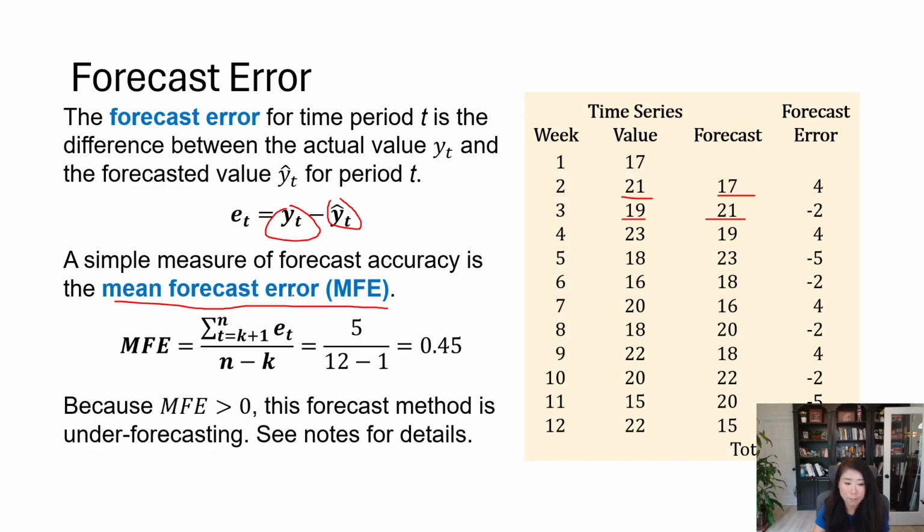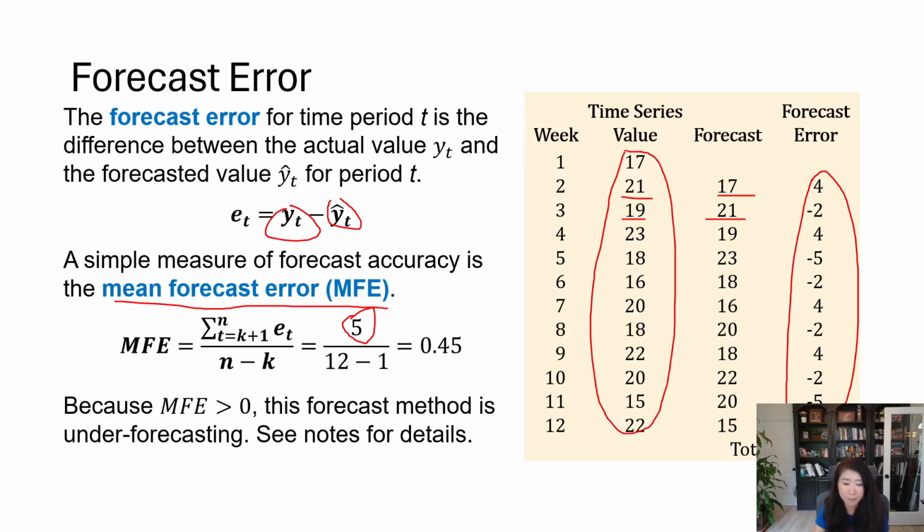In order to get the mean forecast error, we first need to sum all those errors together, right? That gives us the value of 5. And then we divide by 12 minus 1. Some students might ask, why 12 minus 1? Because we have 12 observations in my time series data, but we cannot divide by 12 because for the forecast we are missing 1, right? Remember, k equals 1. Therefore, we use 12 minus 1.